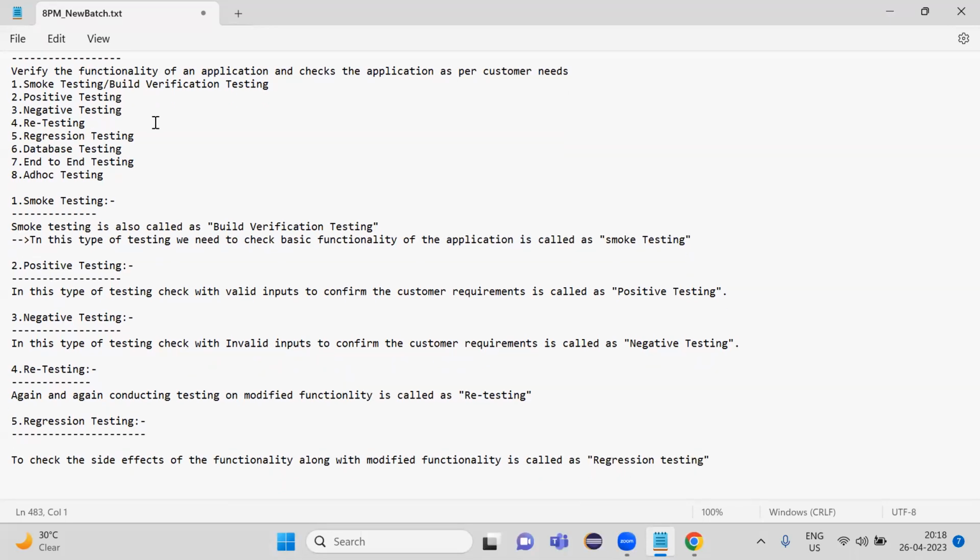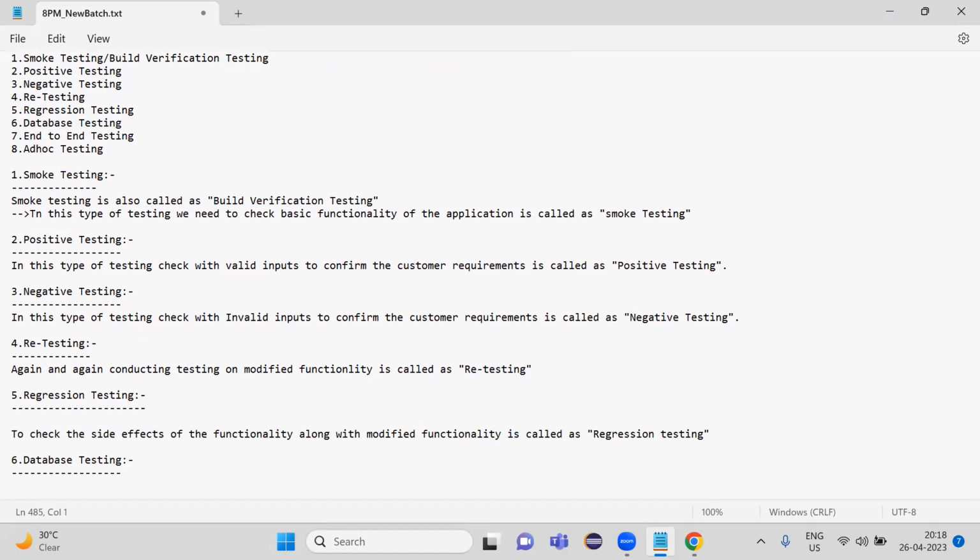What is the other one? Database testing. Who will conduct the database testing? Database testers will conduct this testing. Database is nothing but a collection of data. This data will be stored in which format? In a tabular format they are going to store.